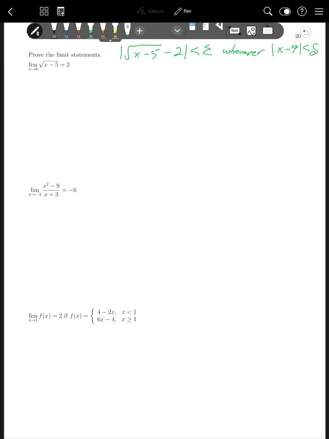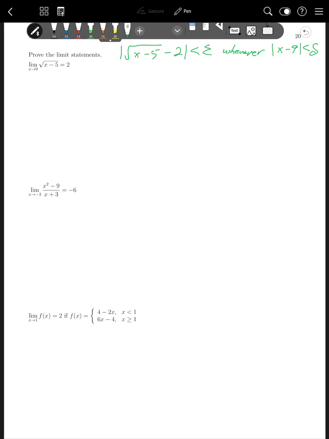That's what we're looking for. Okay, so we need to show that. What we're really looking for is to be able to write a statement that says, if we know the value of epsilon, this is what the value of delta would be. Or another way to say that is how to write delta in terms of epsilon.